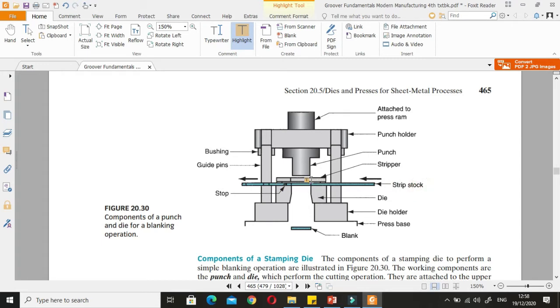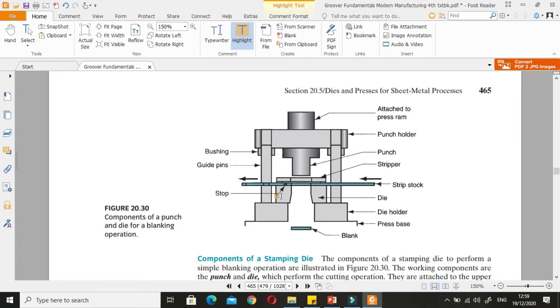This stripper has a hole that is somewhat larger than what we are about to punch on the strip stock or the sheet metal stock that we have fed. This is a die here, the die opening. As you can see, there's some angular clearance in the die opening here. We have the die holder in the press base, which is made to absorb the shocks or the impacts that are produced while performing the press working operation, so that they are not transferred onto the floor of the factory. So we have to have a base for each press working machine.